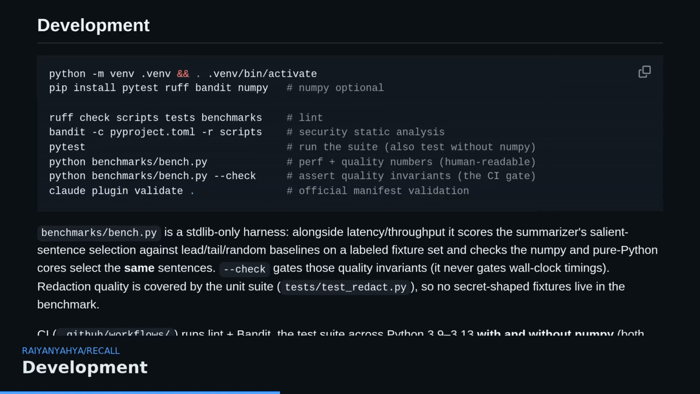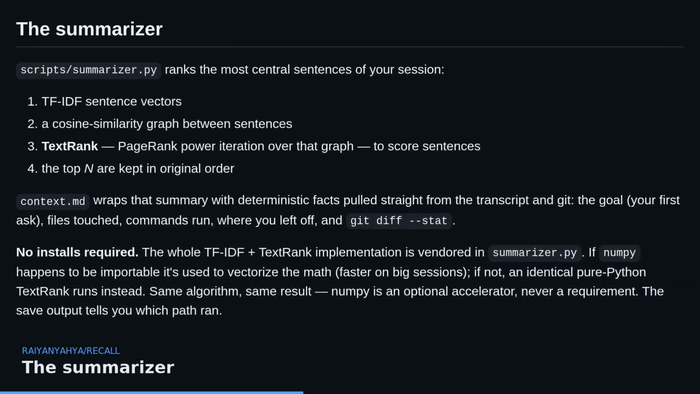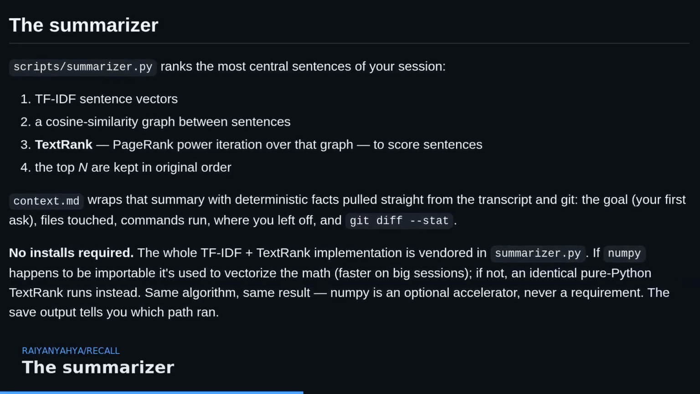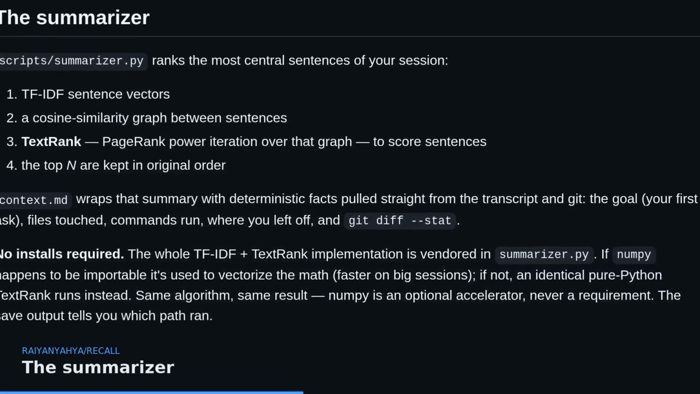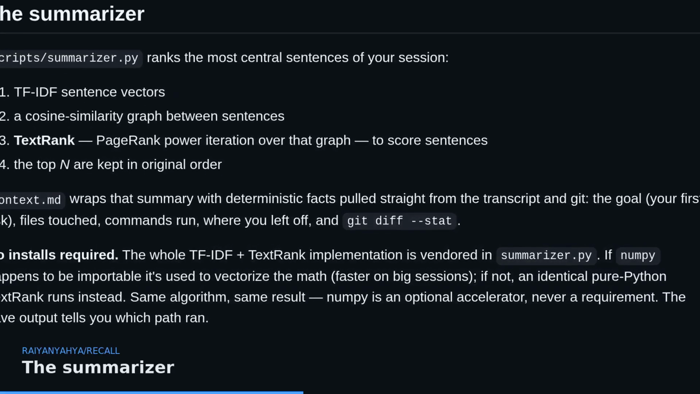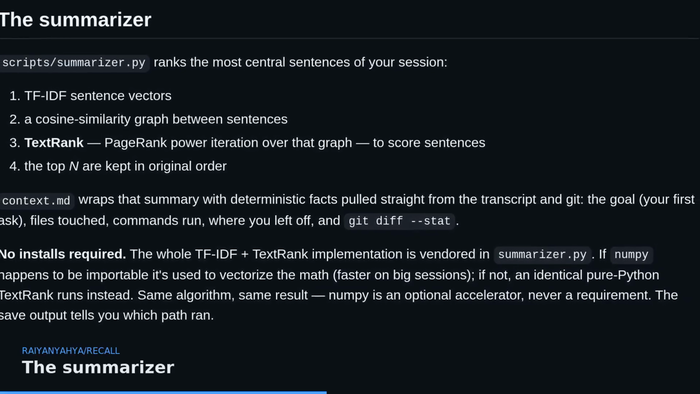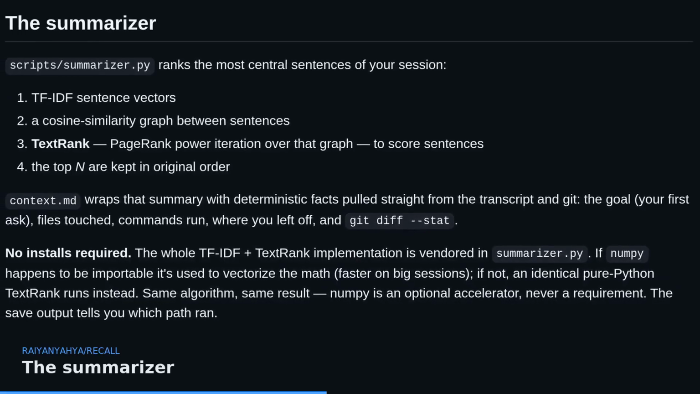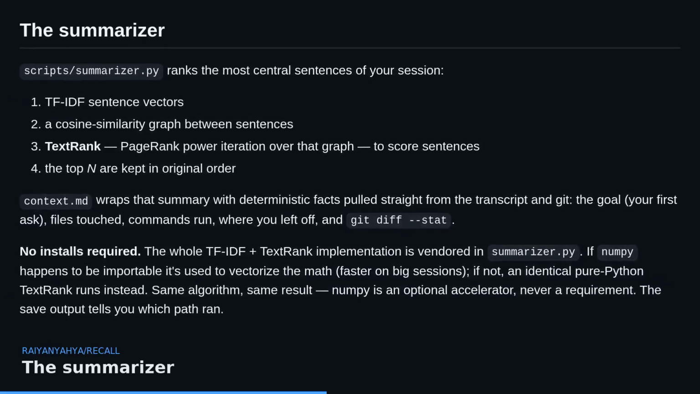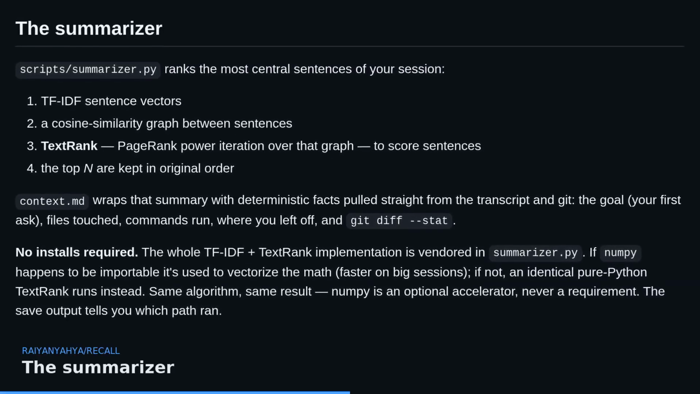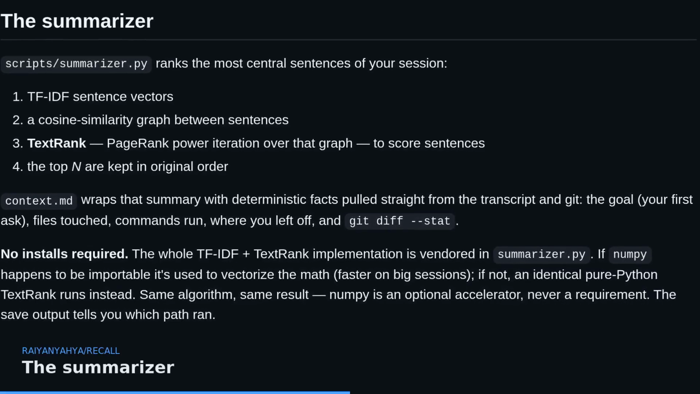Are there any limitations or caveats to using this tool? Yes, one limitation is that the summarizer is extractive, not abstractive. This means it selects sentences from the original session rather than generating new ones. While this ensures accuracy, it can limit the flexibility of the summary in some cases. Additionally, the summarizer is deterministic, so it may not capture nuanced changes in project goals or context over time.